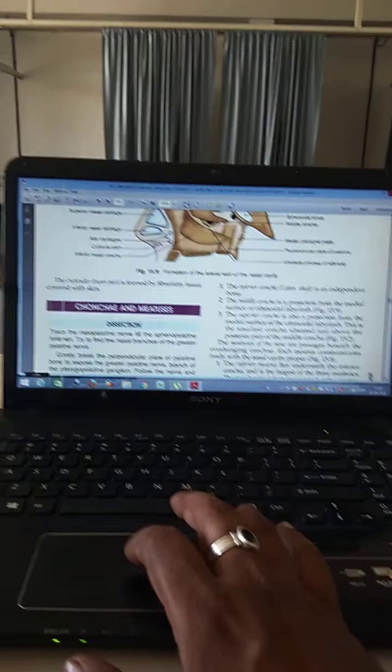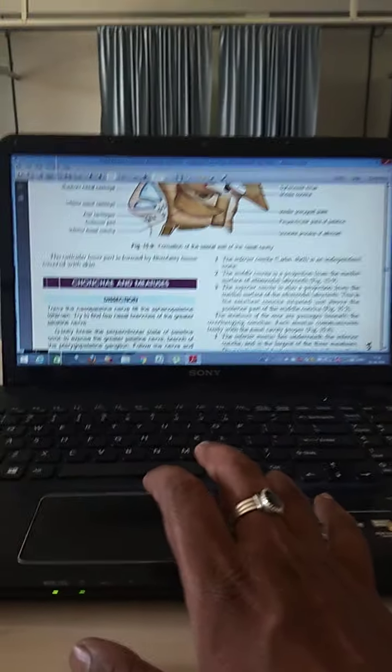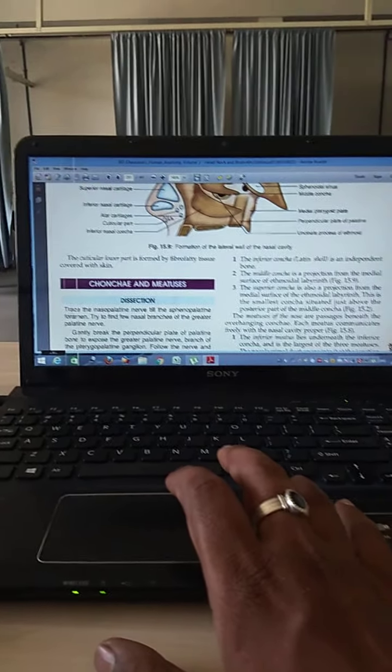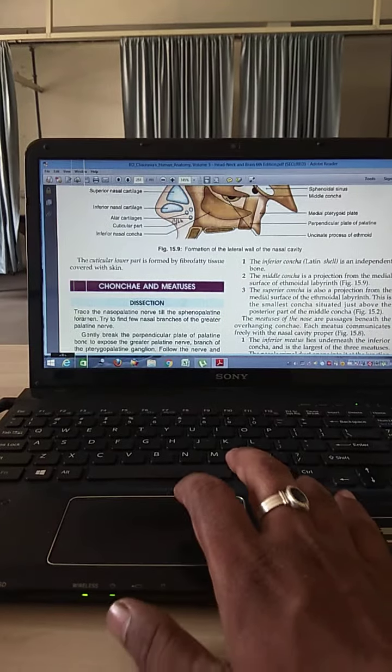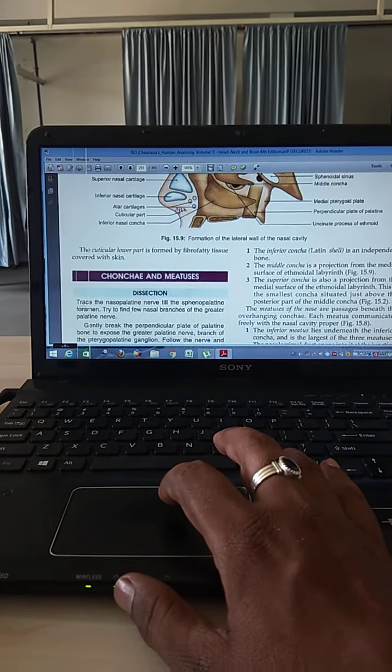Now the cuticular lower part is formed by fibrofatty tissue covered by skin. Now the conchae and the meatus.